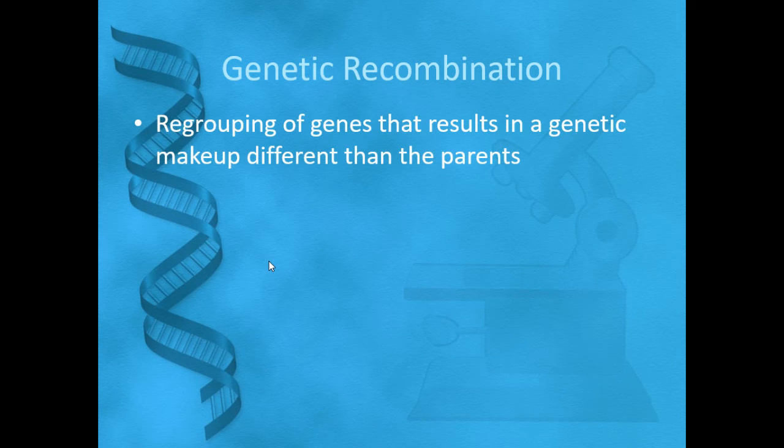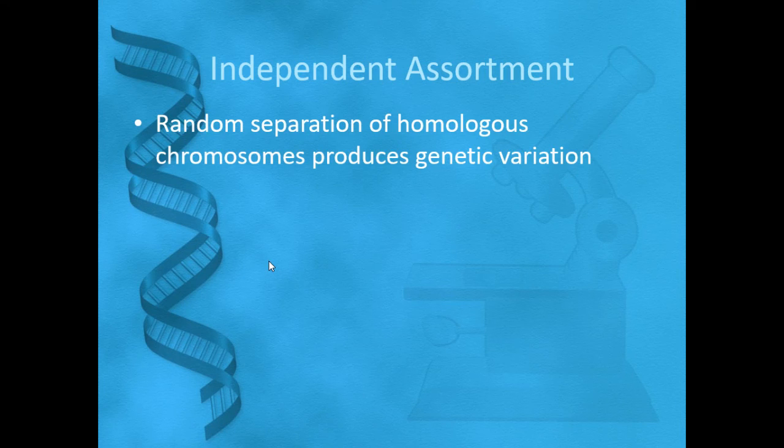Genetic recombination is regrouping of genes that results in a genetic makeup different than that of the parents. So this is why you don't look exactly like your mom or your dad. And aside from identical twins, you won't look like your brothers or sisters either. Well, you'll look like them, but you won't be an identical replication of your brothers and sisters.